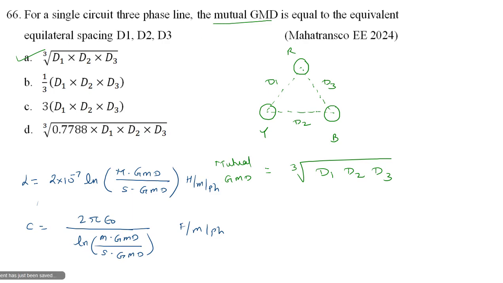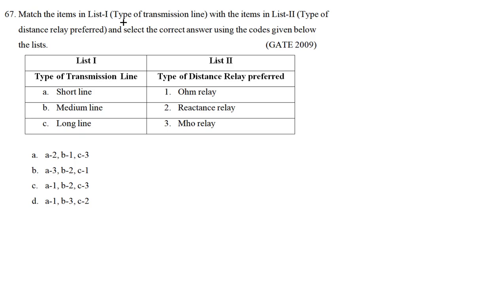Next question, question number 67. Match the items in list 1, type of transmission line, with the items in list 2, type of distance relay preferred, and select the correct answer using the codes given below, asked in the GATE exam year 2009. We already discussed, for a short line we use a reactance relay, for a medium line we use an impedance relay. Impedance has a unit of ohm, therefore ohm relay. So this is nothing but an impedance relay. And for a long line, Mho relay, as it possesses the directional property. So A2, B1, C3. The correct answer will be option A.